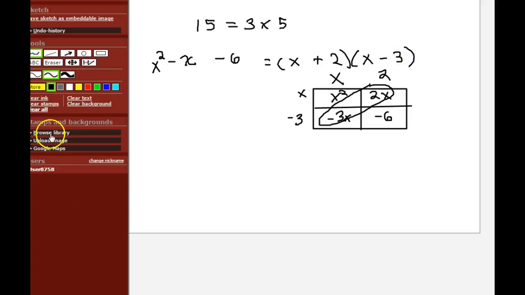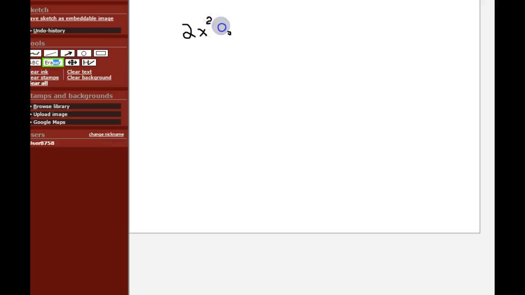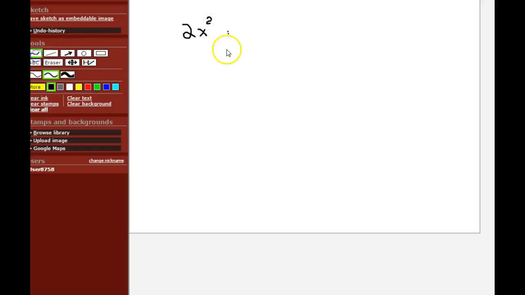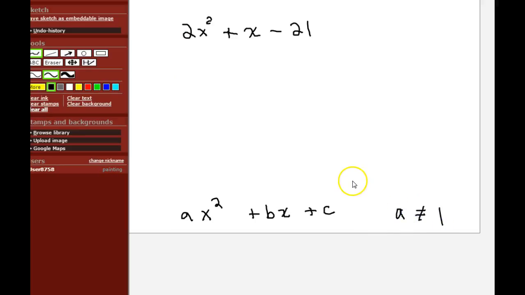So let's get started. Let's start with this one right here. Let's start with 2x squared plus x minus 21. Now, this is in the form of ax squared plus bx plus c. A is the first number, 2. It's not equal to 1. We're just doing the ones where a is not equal to 1 today.